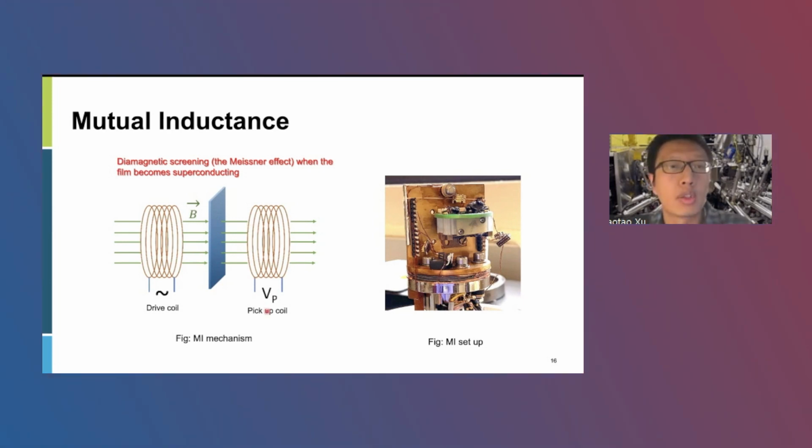So when the sample becomes superconducting, we would expect it to screen the magnetic field, and so we expect a signal change from the pickup coil. On the right is the real setup for our homemade mutual inductance system. Everything sits in a solder block.